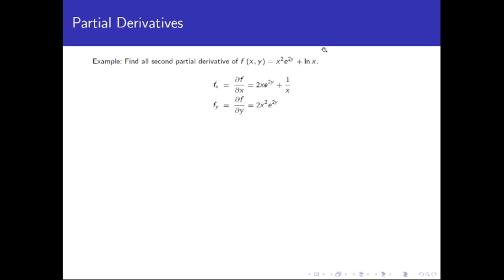For y, the natural log of x term goes away because that's just a constant as far as y is concerned, and the derivative of the constant all by itself is 0. Here, the x squared will hang out because it's a constant times a function, and then the derivative of e to the 2y is e to the 2y times 2.